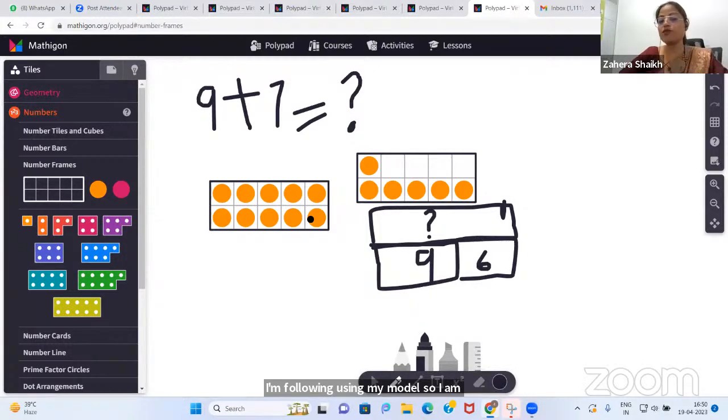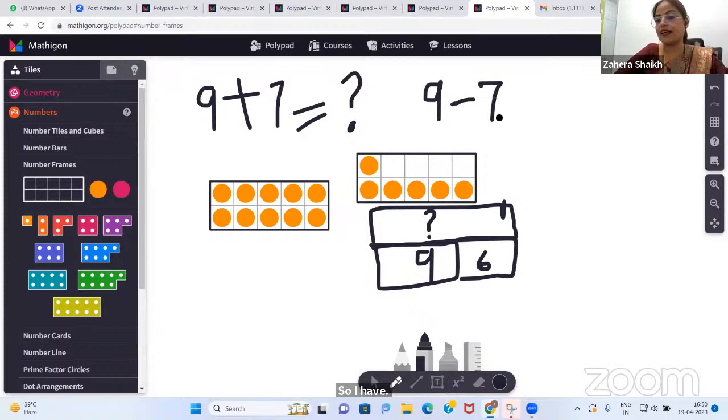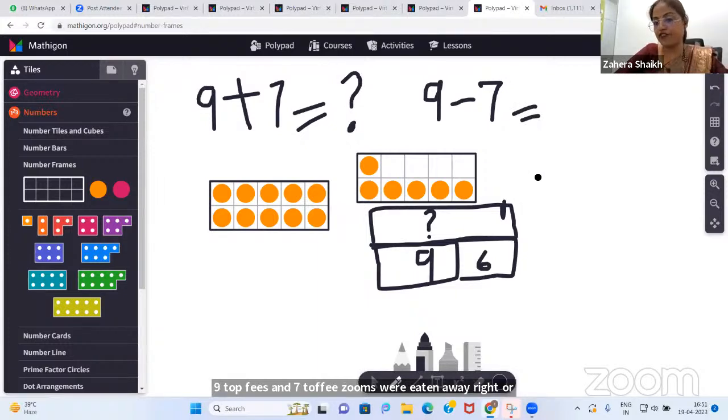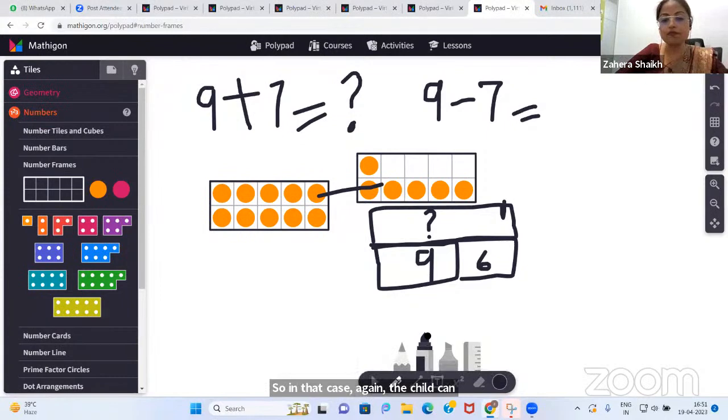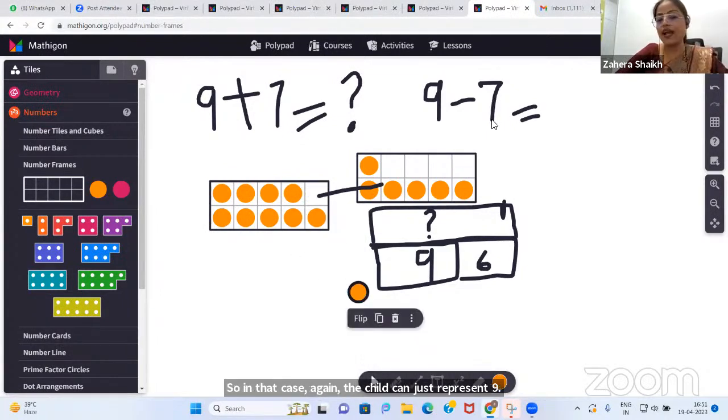And in the same way, if I ask them the next question: I have 9 toffees and 7 toffees were eaten away, right? Or taken away by my siblings. So how many toffees are left with me? In that case, again, the child can just represent 9. So this is my 9, and how many have been taken away? 7. So they have a clear understanding, a clarity about the visualization.